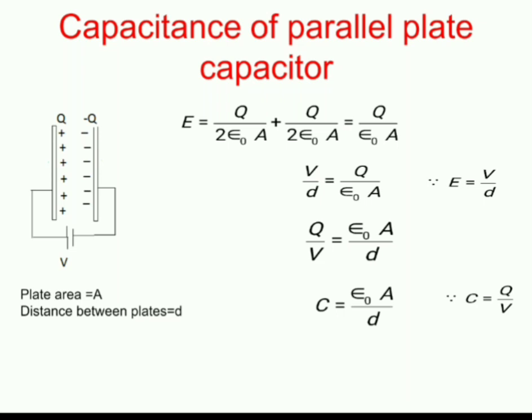So this is the advantage of a parallel plate capacitor. When you bring the plates close together, it occupies less space, but capacitance will increase. So when you want to use capacitors in small circuits, we make use of a parallel plate capacitor because it occupies less space but gives you a large capacitance.